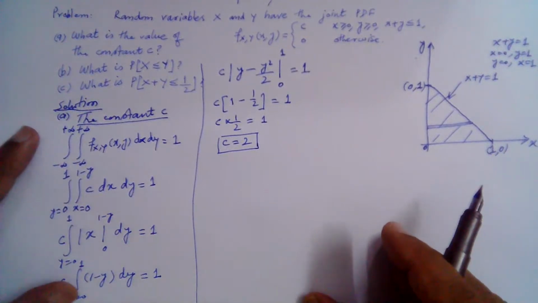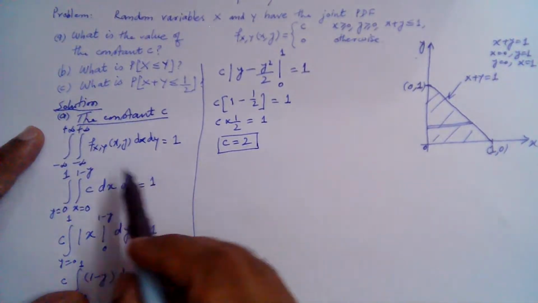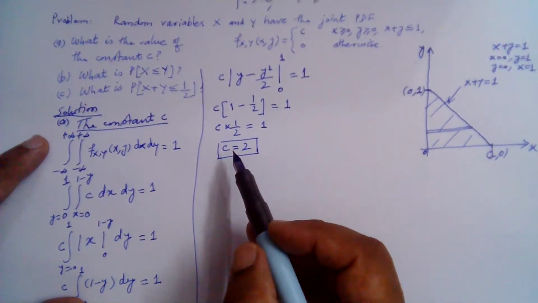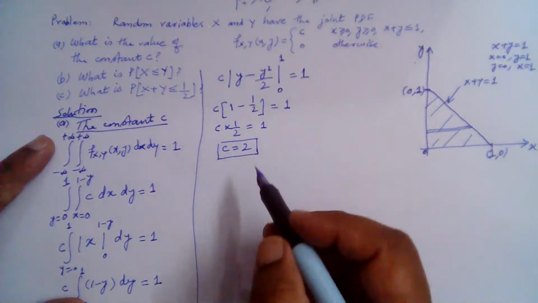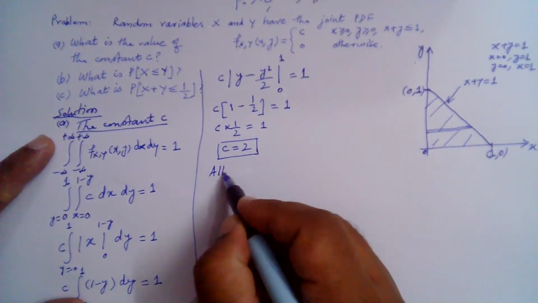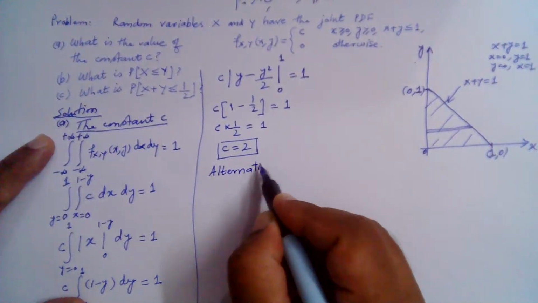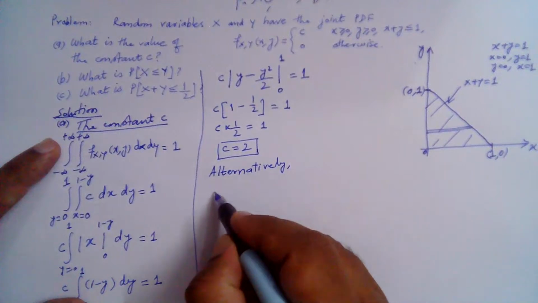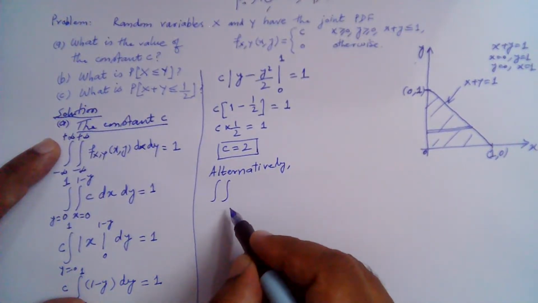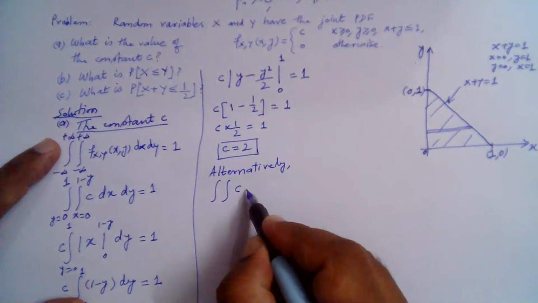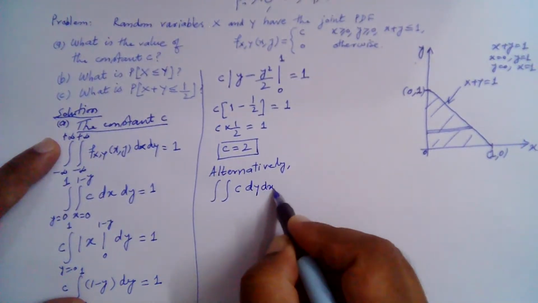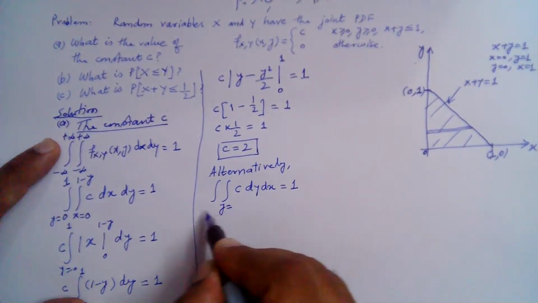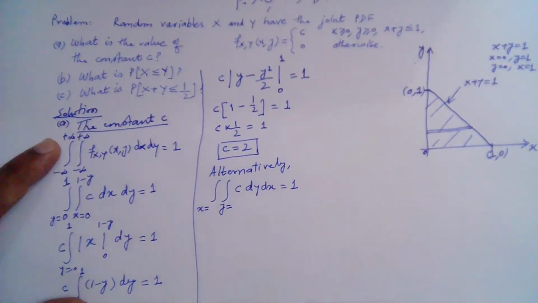As I described earlier, we can use a different order of integration just to demonstrate how to take limits. For that case, let us calculate that also. So alternatively, now this double integral in a different order, c here and dy dx, and that should be equal to 1, and this is the limit for y here now, and this is the limit for x here.